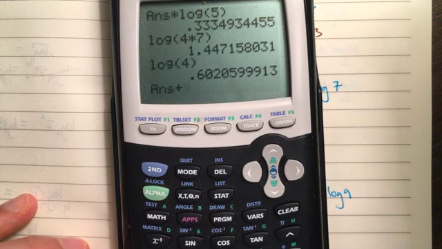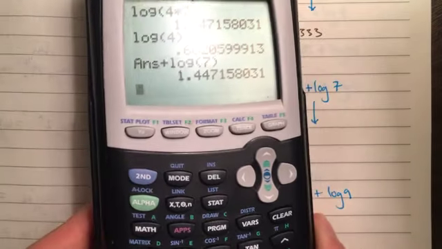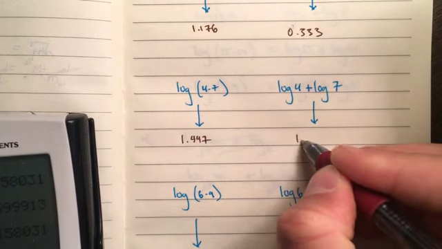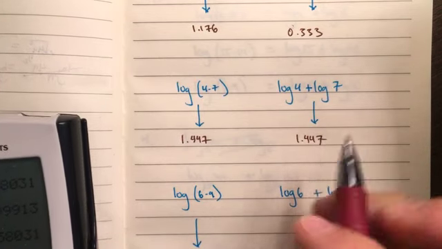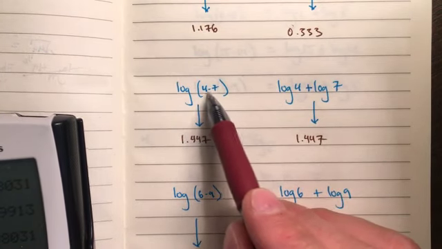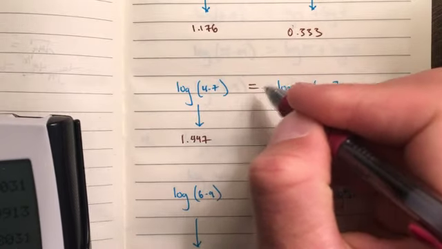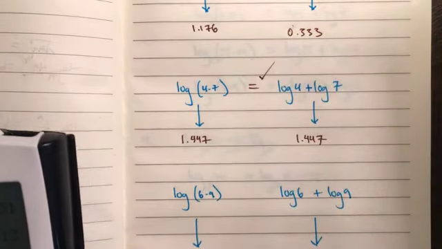We're going to add that to log of 7. And what do you know? It's 1.447. Interesting. Okay, so it looks like log of two things multiplied might be equal to the sum of the two logs. That is an equation that's true.